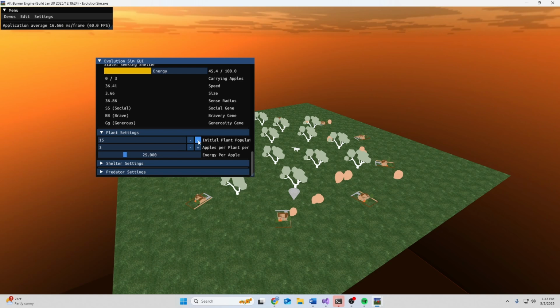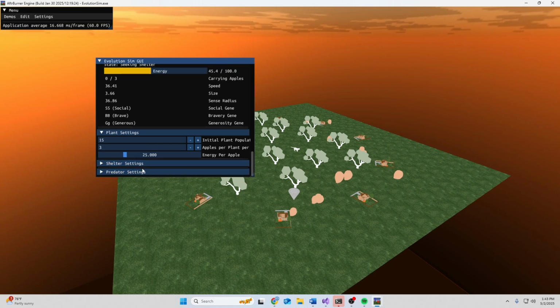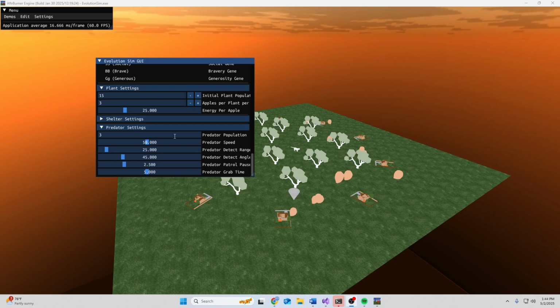You can mess with the plant settings too. You can change the initial population, how many apples they're going to spawn per day, how much energy each apple is going to give the actors, and you can just change the shelter amount. As for predators, you can control how many there are, how quickly they move, the length of their detection cone, the width of their detection cone, how long they pause while they're patrolling, and how long the timer is when they grab an actor before they kill them.